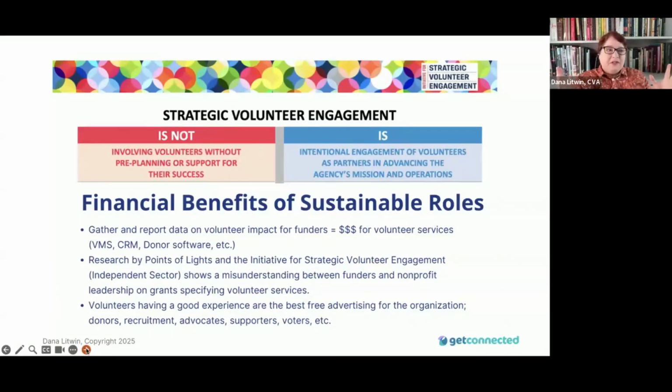And when you ask, funders are like, oh, great. Very few people specifically ask for volunteer engagement or volunteer services funding. So start to use this data that you're collecting about these roles, about the programs in general, to be data supported in your ask for funding. Volunteers, again, having a good experience are the best free advertising you could ever hope for. They're also advocates and supporters and donors and voters.